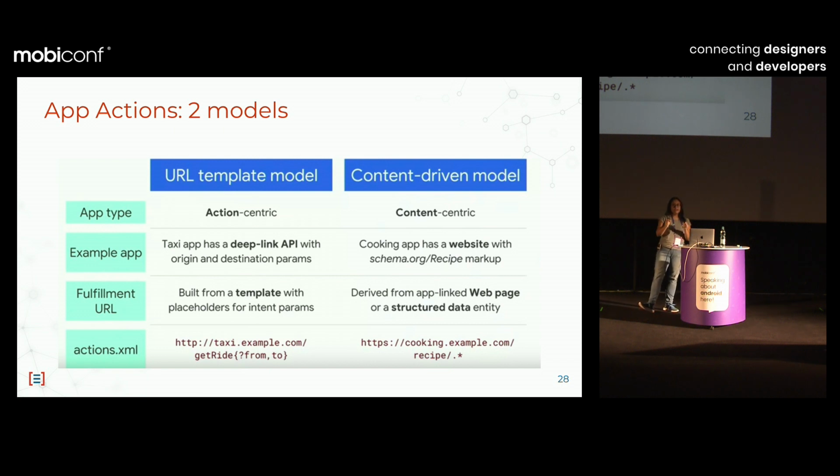And you use the templates. And on the templates, if your action uses parameters, you can pass the parameters. And then you have to put in a configuration file, actions.xml, that you integrate in your Android Studio project. You put that link and all the parameters. I'm going to show you how it looks afterwards. This is for the action-centric URL template model.